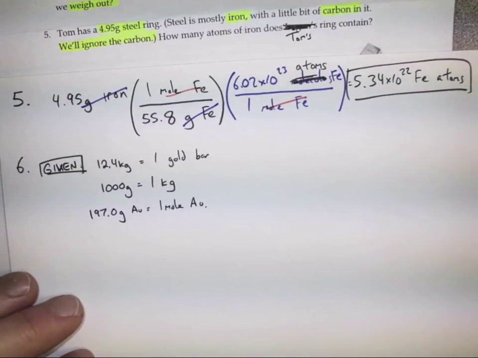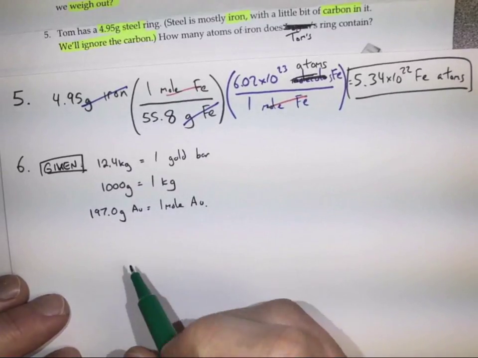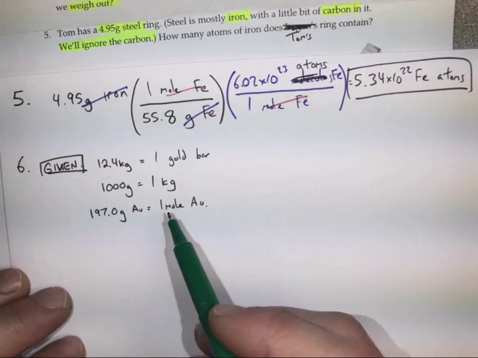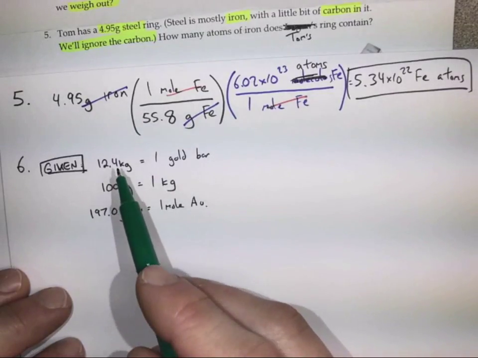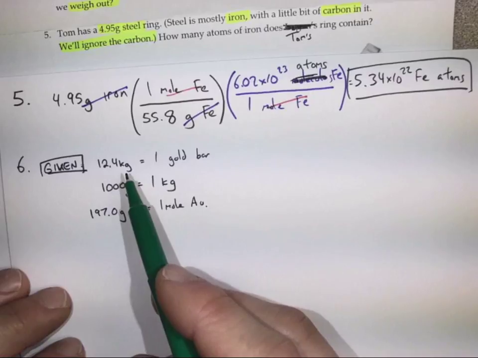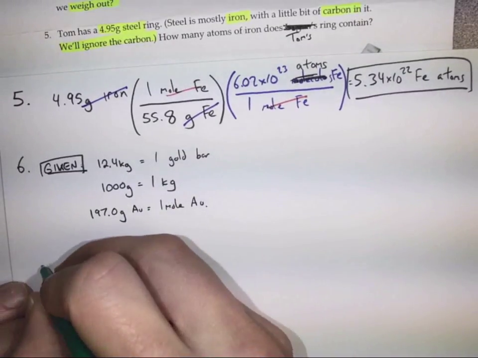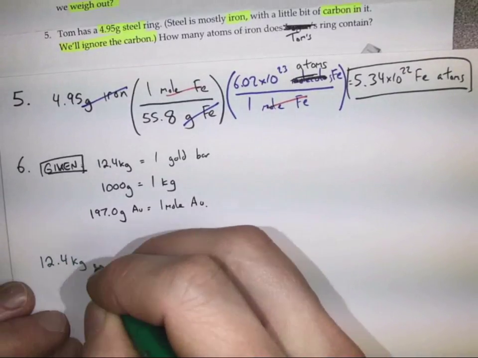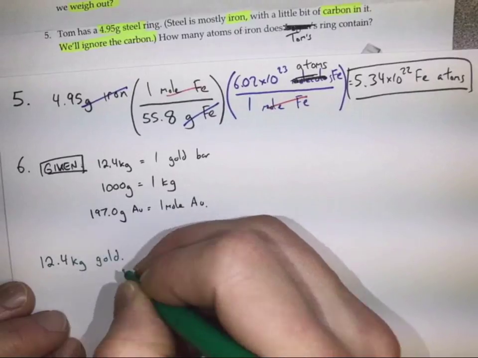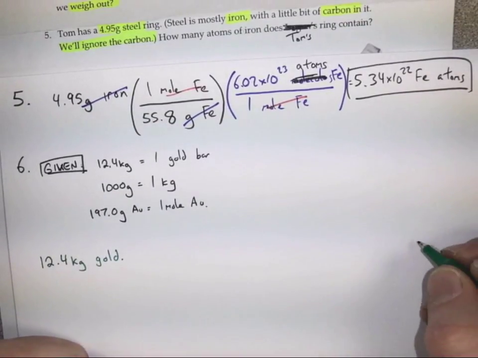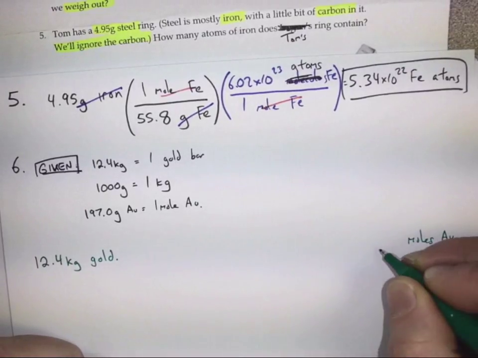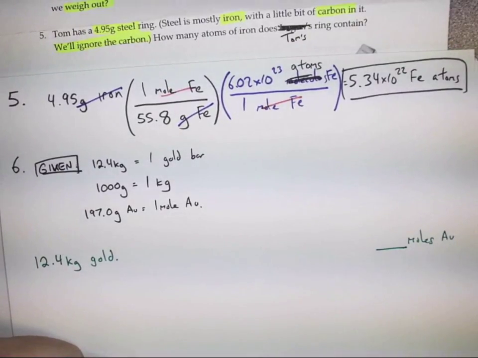All right. So we start with the thing we know we got, right? Let's start with the most local value. So this is always true about a kilogram. This is always true about gold. And this is specific to our problem. We got 12.4 kilograms of gold. So I can start by just writing down 12.4 kilograms of gold. And I eventually want to get down to moles of gold.